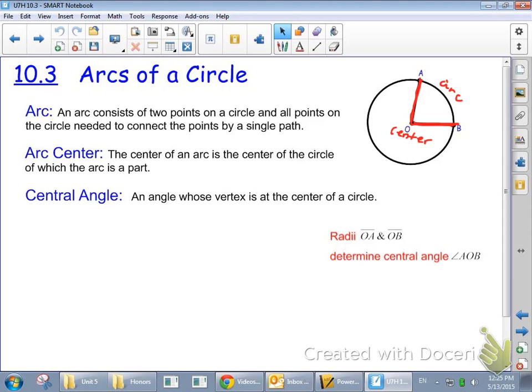It kind of makes sense, right? It's an angle that comes from the center of the circle. So that is a central angle. Notice how the radii, OA, this is a radius right here, and OB, determine the central angle, angle AOB.